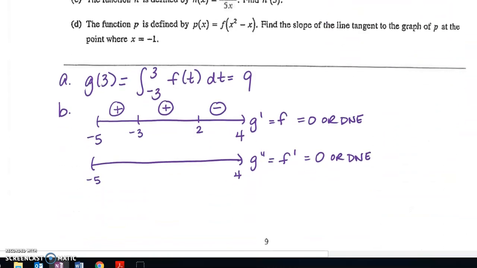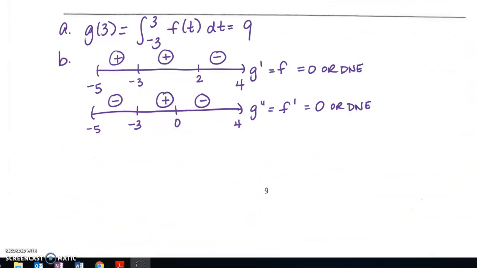So I'm going to update my sign chart. There's my updated sign chart. And now the question is, on what open intervals contained in -5 to 4 is the graph of G both increasing and concave down? So again, that's G prime being positive and G double prime being negative at exactly the same time. I see two places, G prime positive and G double prime negative, G prime positive and G double prime negative.